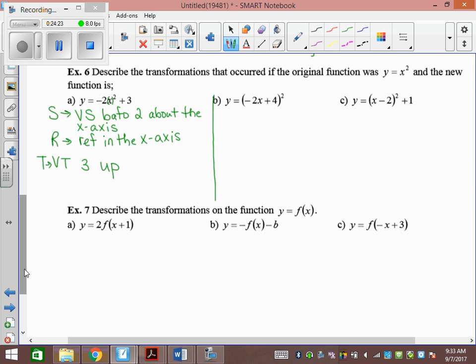B, what did I tell you? This is going to come up all the time, I promise you, on daily quizzes and on unit tests. What did I tell you about the horizontal translation? What has to be in front of the x? A 1. Is there a 1 in front?